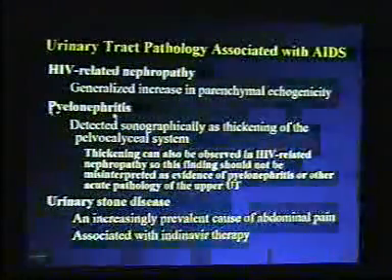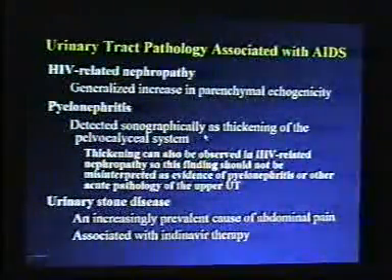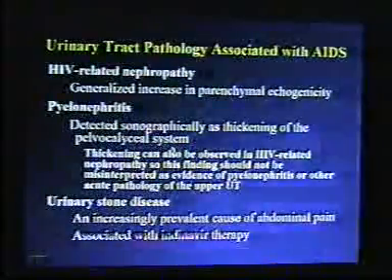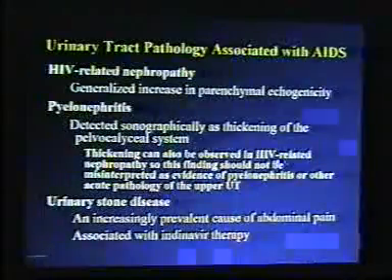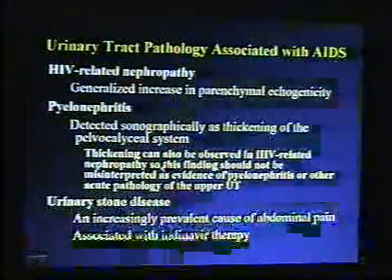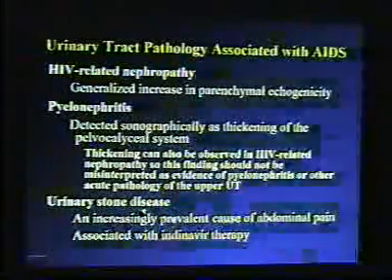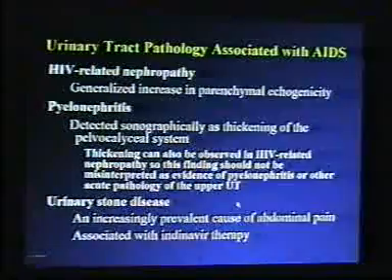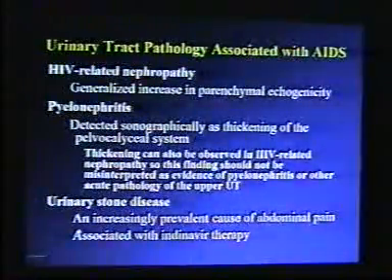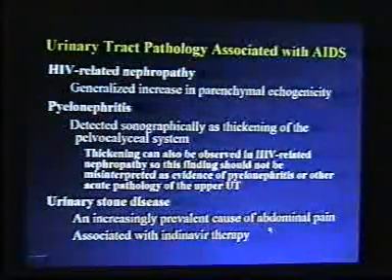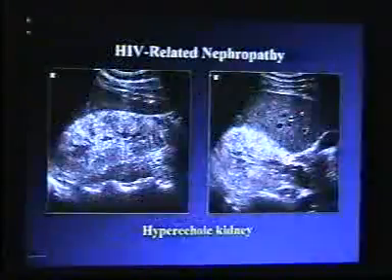Then there will be pyelonephritis, detected sonographically as thickening of the pelvocalyceal system. Thickening can also be observed in HIV-related nephropathy, so this finding should not be misinterpreted as evidence of pyelonephritis or other acute pathologies of the upper urinary tract. Urinary stone disease is an increasingly prevalent cause of abdominal pain and is associated with antiretroviral therapy.